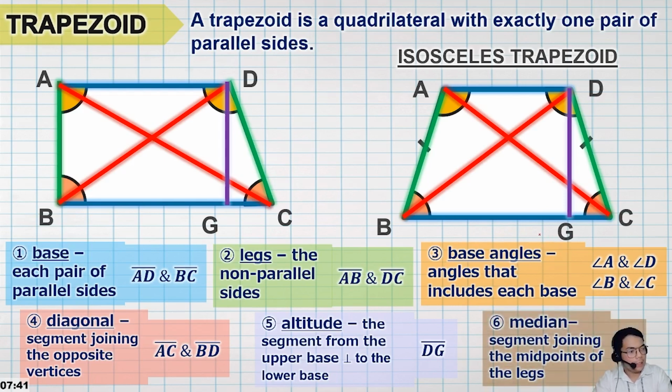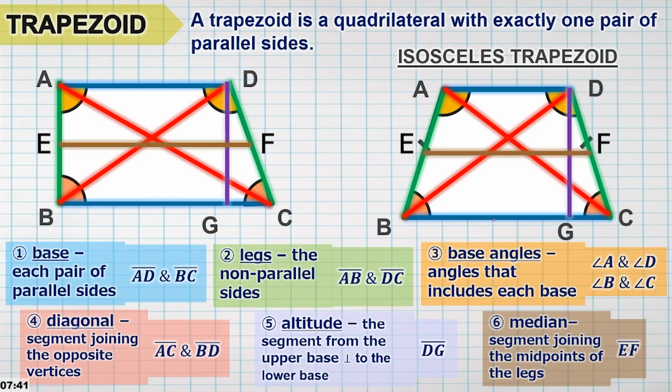And lastly, we have this median. Yan. So parang itong midline. Ito ay isang line na nabuo joining the midpoints of the legs. Ayan. So we have here a midline, yung kulay brown. That is line segment EF. So syempre dahil midline yan, congruent tong mga parts na to. Ayan. So, congruent yung bawat segments na nabuo from the legs.